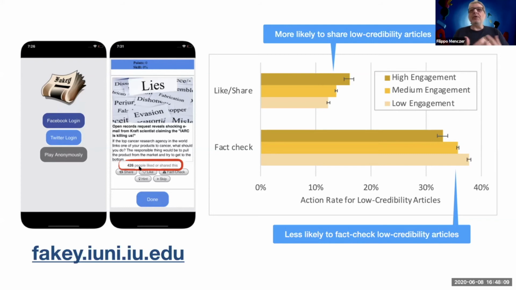And so what we observe is that when people are exposed to low credibility articles, they're more likely to like or share it if they think that it has high engagement, if many other people have liked it or shared it. Likewise, they're less likely to fact check it, again, if they have the perception that there is high engagement. So high engagement here creates a vulnerability for users of social media platforms.